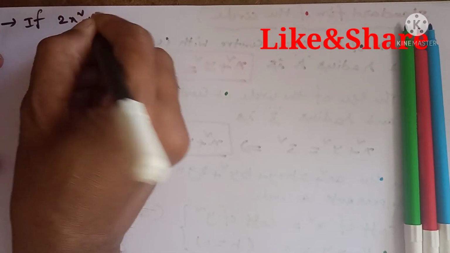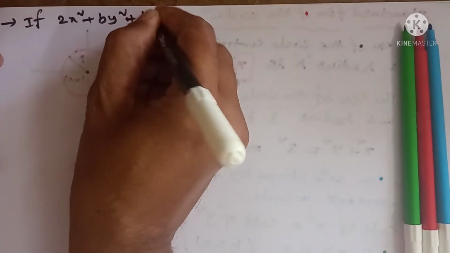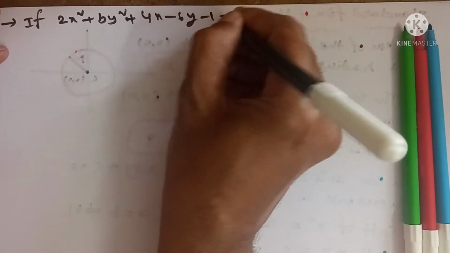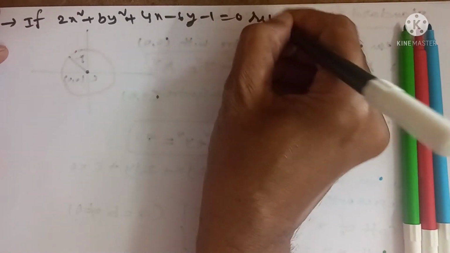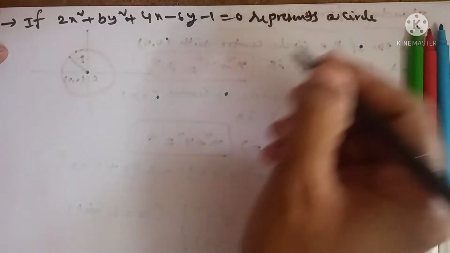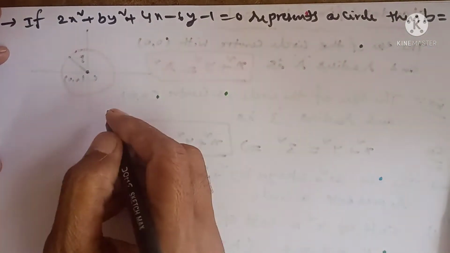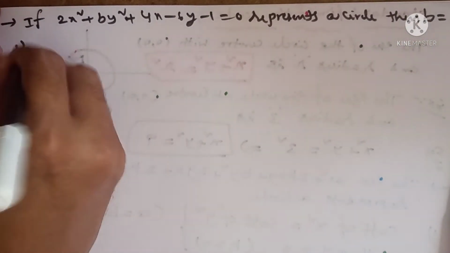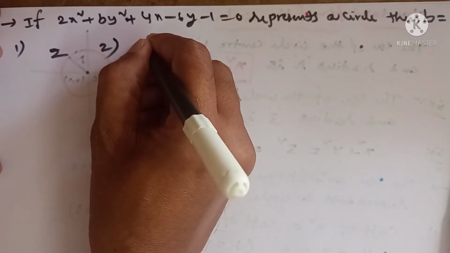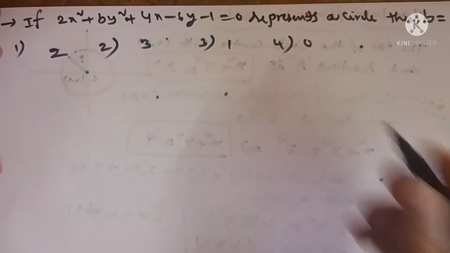So, one objective type question. If 2x square plus by square plus 4x minus 6y minus 1 is equal to 0 represents a circle, then b is equal to, options are given. The first one is 2, second one is 3, third one is 1, and the fourth one is 0.